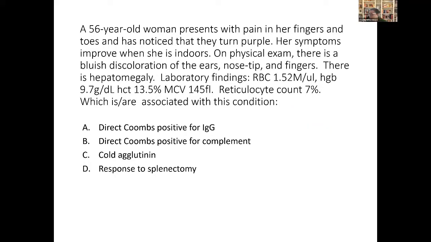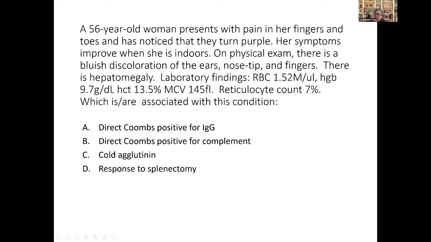Okay, last case, and we'll finish it and probably stop there. This is a 56-year-old woman who presents with pain in her fingers and toes. She noticed that they're purple. Her symptoms improve when she's indoors. On physical exam, there's bluish discoloration of the ears, nose tip and fingers. There's hepatomegaly. Her red cell count is 1.52 million. Her hemoglobin is 9.7. Hematocrit is 13.